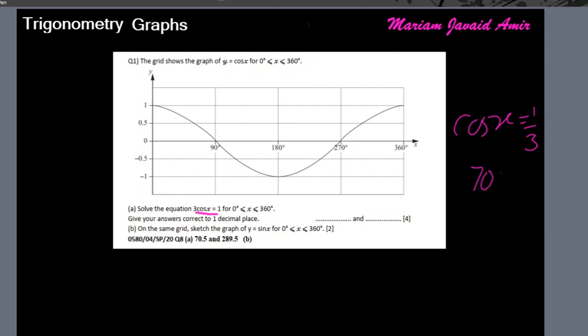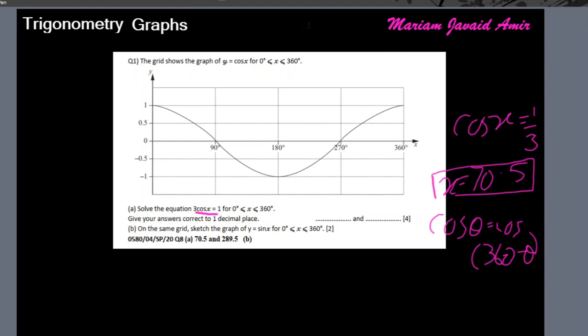So the value of x is 70.5, and we've also discussed the formula at the start of this worksheet that cos theta equals cos of 360 minus theta. So either use that: cos 70.5 will be equal to cos of 360 minus 70.5, which is 289.5.